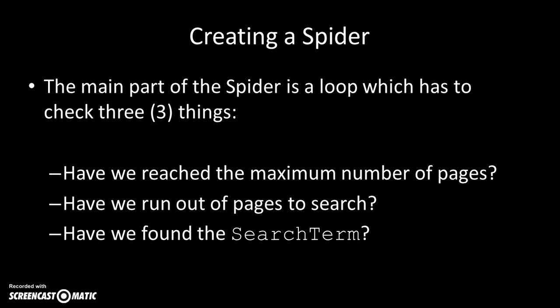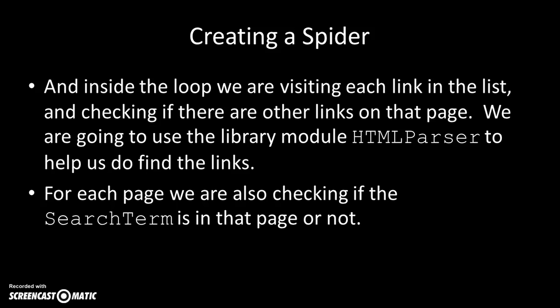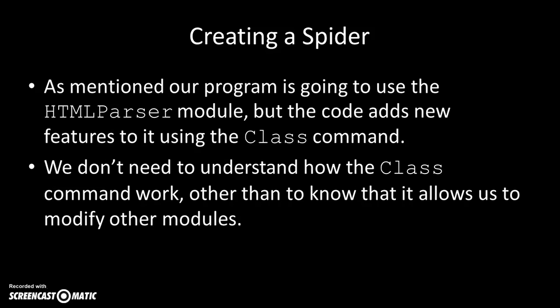So the main part of the spider has a loop in it that checks 3 things. Have we reached the maximum number of pages? Have we run out of pages to search? Because sometimes we'll get a page that has no links. And then, have we found the search term? So it'll be while number of pages visited is less than max pages, and there are still pages to visit in the list, and there's a boolean not found. Then we keep looping around using the parser to find that term in our list of pages.